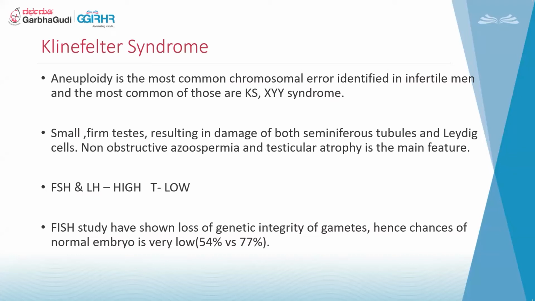The FSH, LH. Yes, ma'am. One second, Dr. Nisha. What is the aneuploidy seen in Klinefelter syndrome? It's XYY, ma'am. Means an additional copy of the Y. Is it a double XY? Yes, ma'am. I'll check on it, ma'am. Double XY.